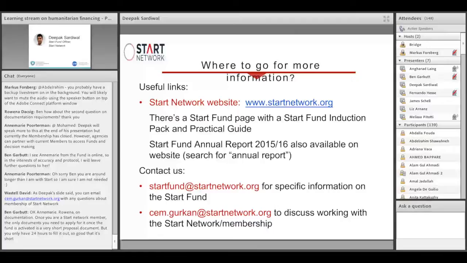Specifically on the START Fund, you can contact us at that email address, startfund@startnetwork.org. And again, that's the email address of Jim, my colleague, to discuss possibilities to work with the network and to become a member in the future. That, I believe, brings me to the end of my presentation. So thank you very much for listening, and I look forward to answering any questions people may have.